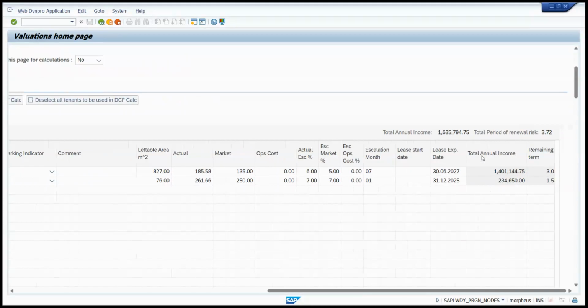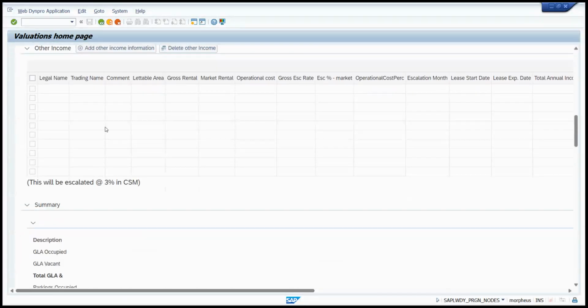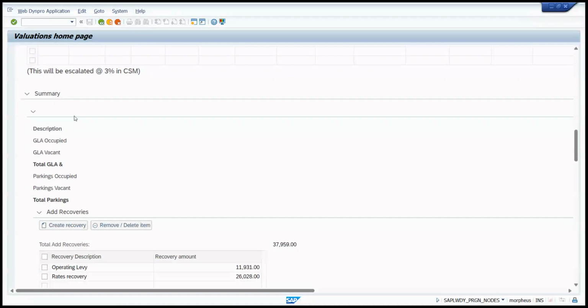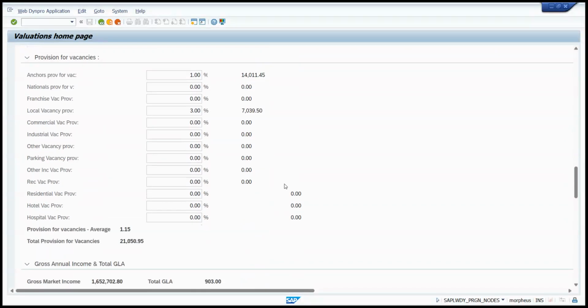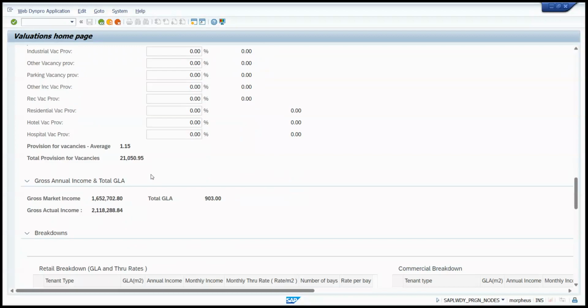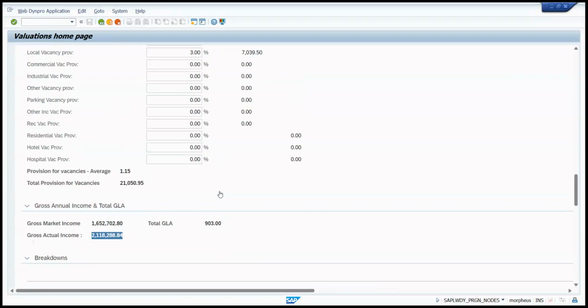So obviously for market valuation purposes in an income cap methodology, we will use the market rates to calculate the total annual income figure. We would then add any additional income. There were no other income items. So recovery items are added back. A provision for vacancy is deducted, and we get to a gross market income. We can still see that the gross market income is below the gross actual income.